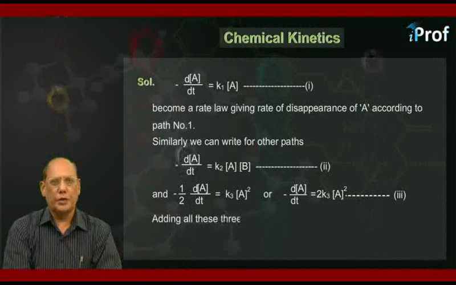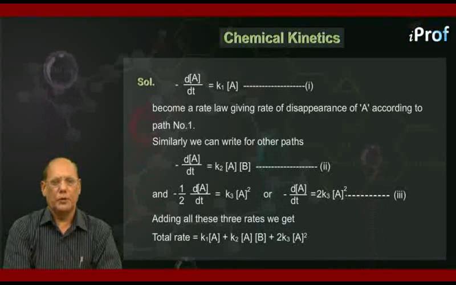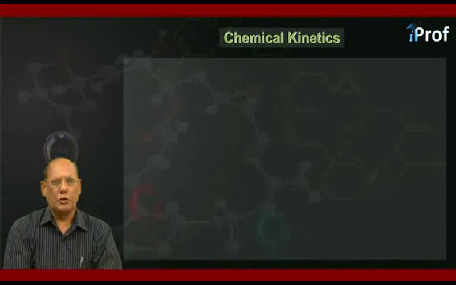Adding all these three rates, we get total rate equal to K1 into concentration of A plus K2 into concentration of A into concentration of B plus 2K3 into concentration of A square, and that becomes the answer of this question. Question number 4.